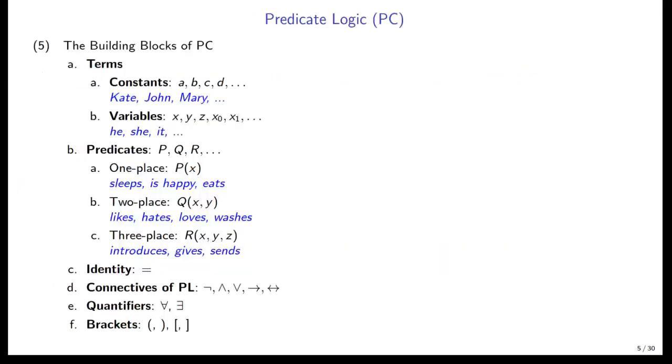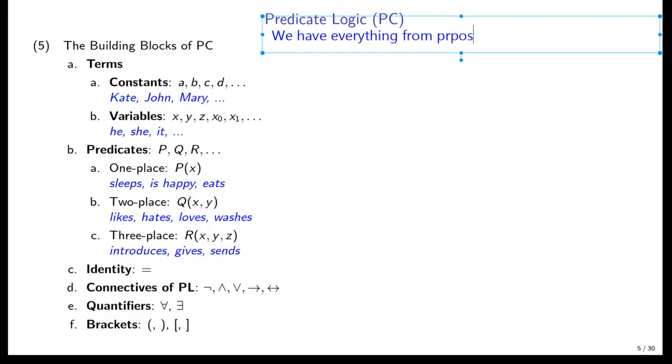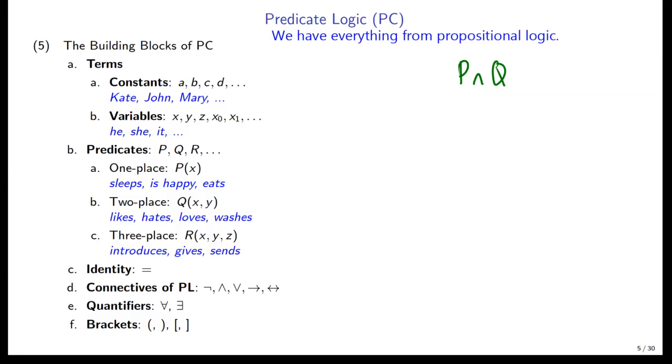Okay, so here's our syntax for predicate logic. And a lot of it is very similar to propositional logic. There's just a few more things. So first of all, I'll just type this out. We have everything from propositional logic. That's the base. Everything you remember from propositional logic, we still have. So in predicate logic, P and Q is still completely valid. That is a well-formed formula. We don't see it that often, but it's okay.